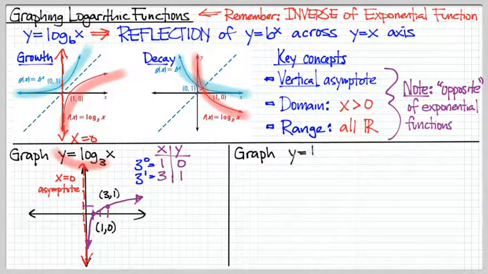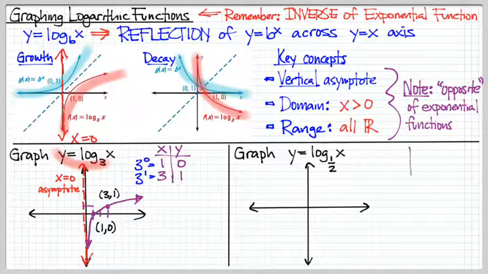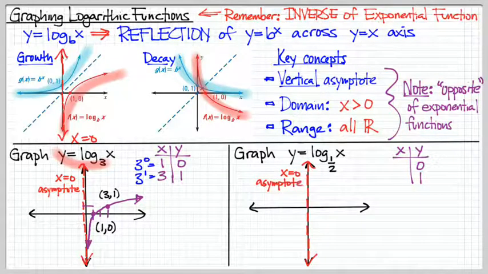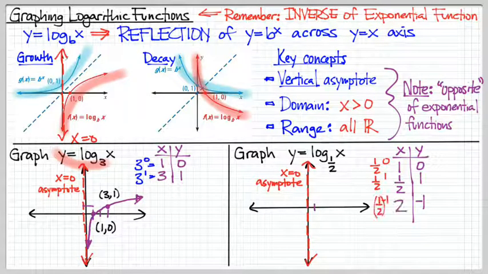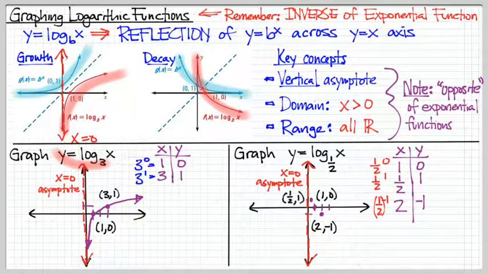Let's graph another one. Let's graph one with a fractional base. Same idea though, draw the asymptote at x equals 0. I'm going to set some values of 0 and 1 for the y value. 1/2 to the 0 is 1. 1/2 to the first power is 1/2. And I'll do one more point. Negative 1. 1/2 to the negative 1 is 2. And I can plot these 3 points out and then connect the dots for my graph.